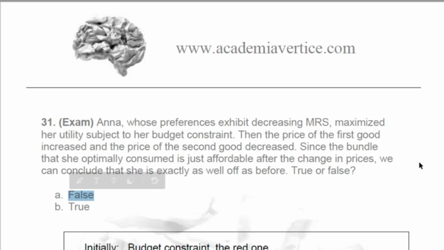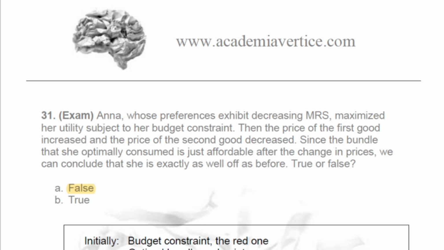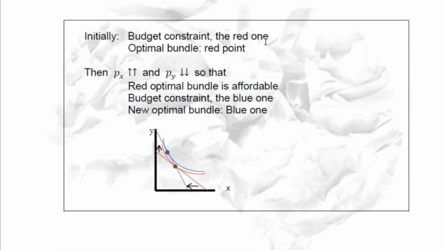Why? Because there are now new affordable bundles that before were not possible, so maybe it's interesting for Anna to change. Well, it would be interesting to do the graph, and that's what I did here for you. Initially, the budget constraint is the red one. Now, the optimal bundle is the red point, with the indifference curve touching the budget constraint tangentially for the last time.